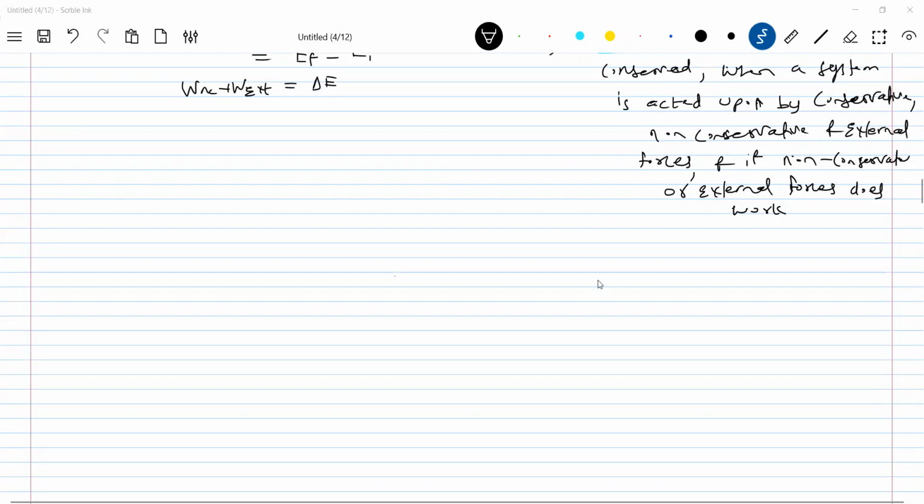Even let conservative forces do work here. If a non-conservative or external force does work, whether conservative forces are doing work or not doing work, in the second case, it doesn't matter here. Mechanical energy is not concerned. Work done by conservative force, whether zero or non-zero.